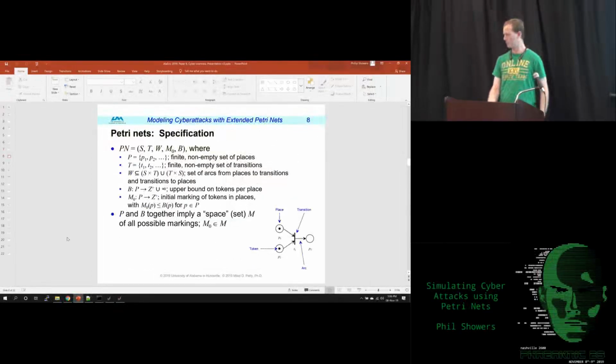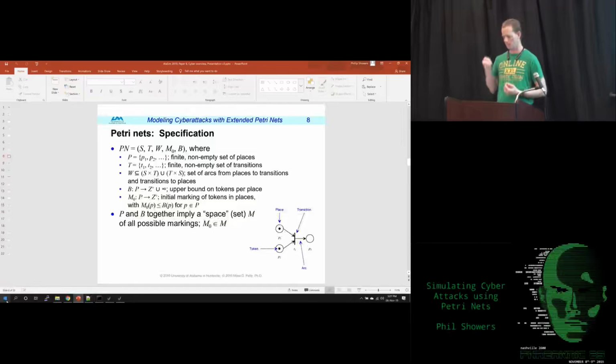So this is the mathematical formal specification for a standard Petri net. Basically, what this is saying is in order for something to be a Petri net, it has to have places, it has to have transitions, it has to have arcs that go from both the place to the transition and the transition to the place. It has to have an upper bound on the tokens. So basically, you can put a limit on the number of tokens that any particular place can have. You don't have to, it can be infinite.